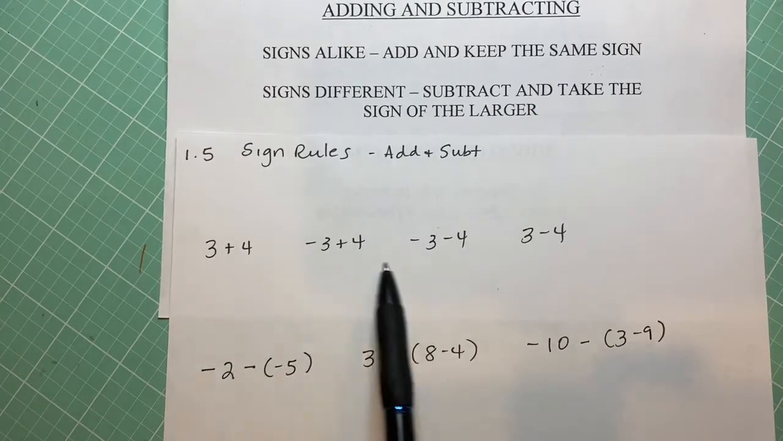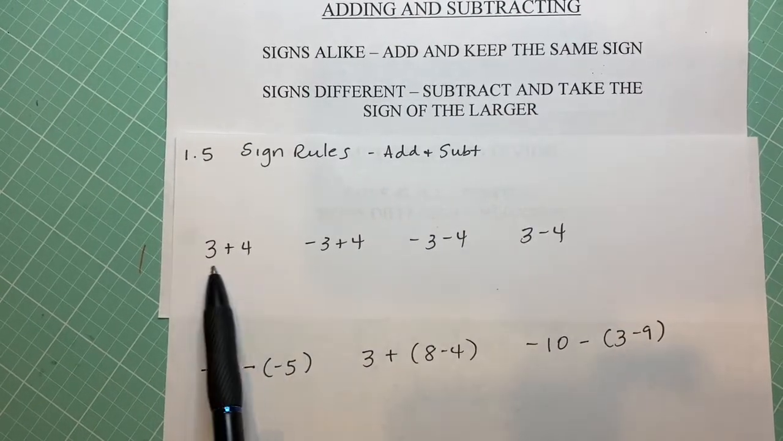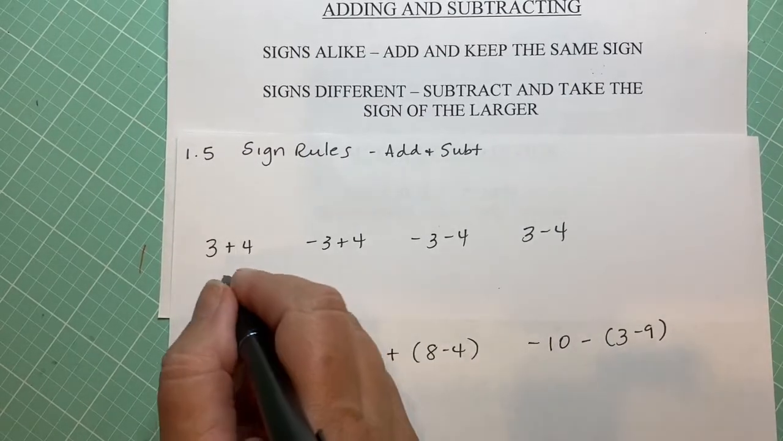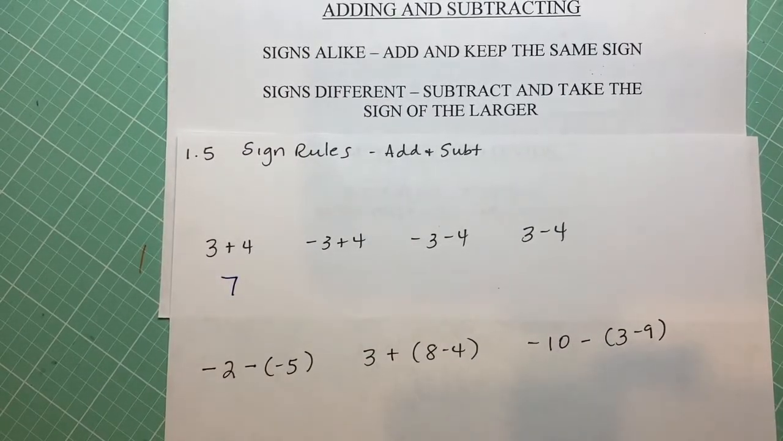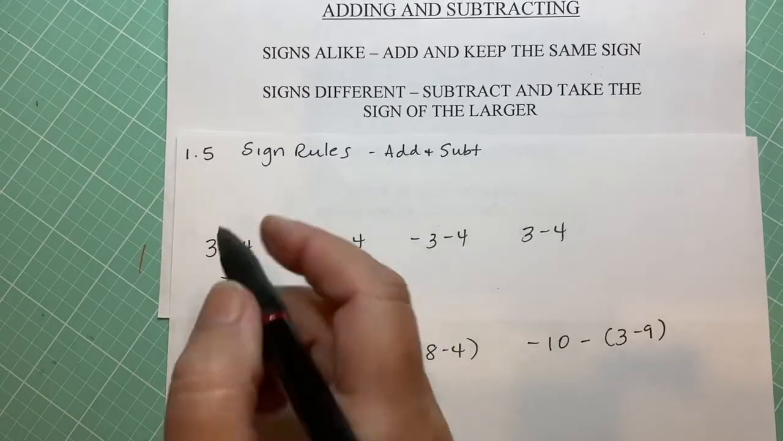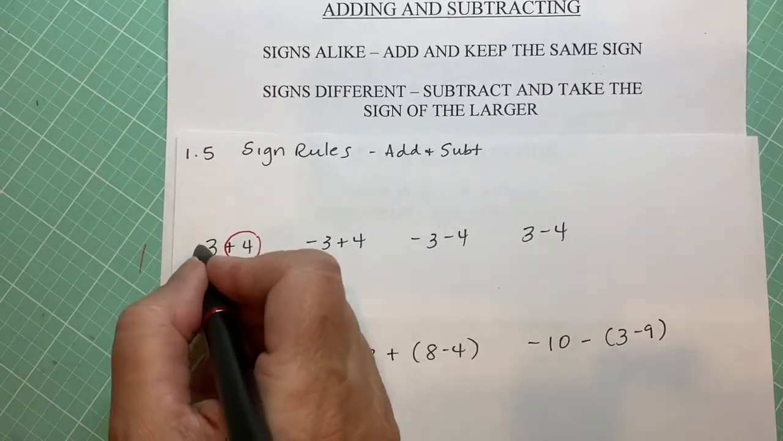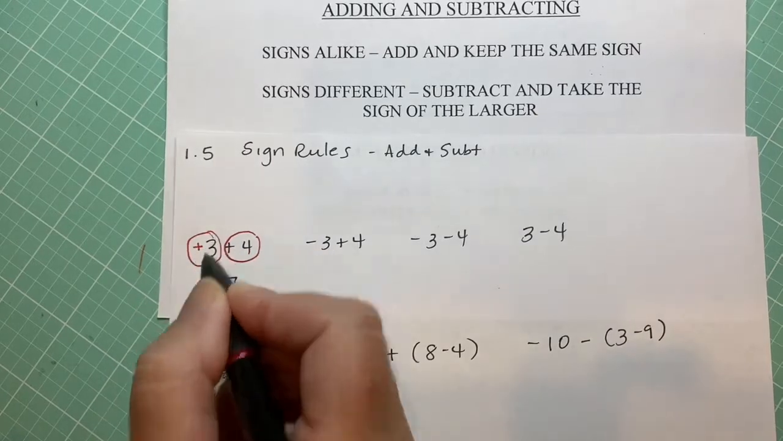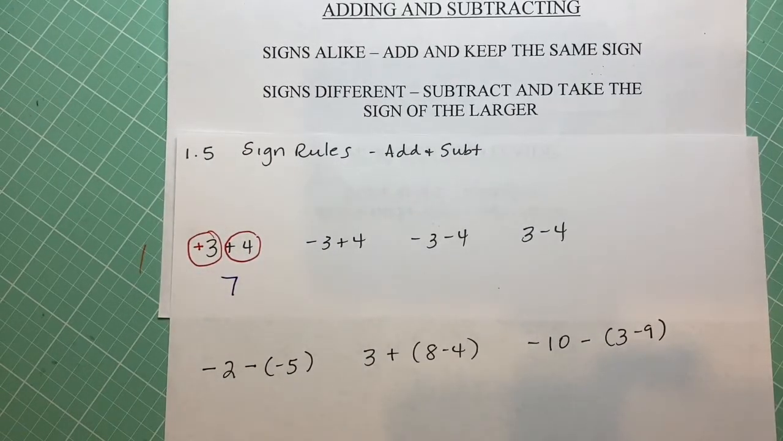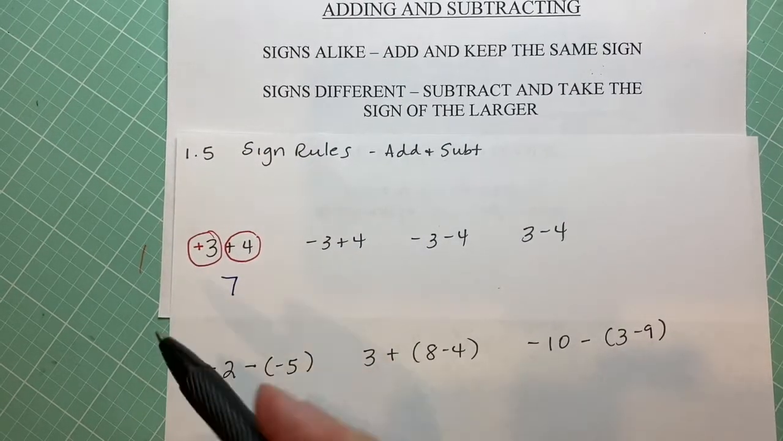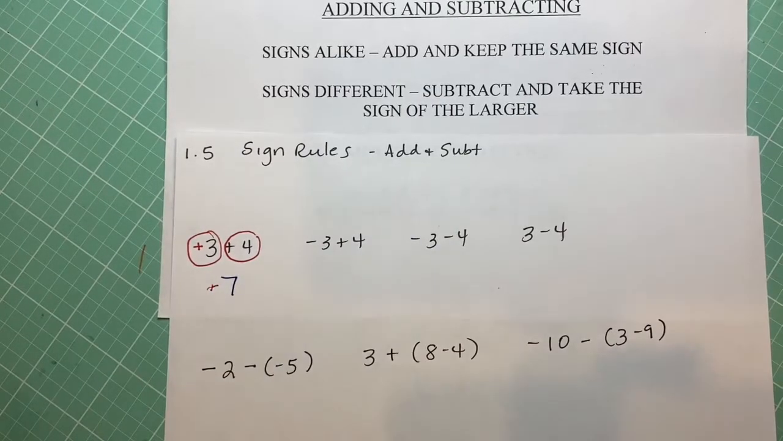So when we look at this, these are all the same numbers, 3 and 4, but with different signs and different combinations. Well, this first one, 3 plus 4 is 7. I don't think anybody would ever miss that, but it actually has to do with the rules. This, let me do this in red. This plus sign goes with that 4, and 3 doesn't have a sign, so it's assumed to be plus. So anytime you don't have a sign, it's assumed to be positive. But when you're looking at your rules here, the signs are alike, so you add and keep the same sign. It doesn't show there, but it's assumed to be a positive.